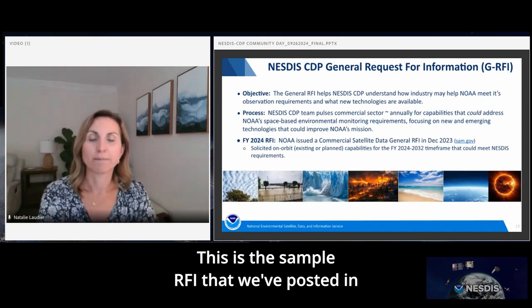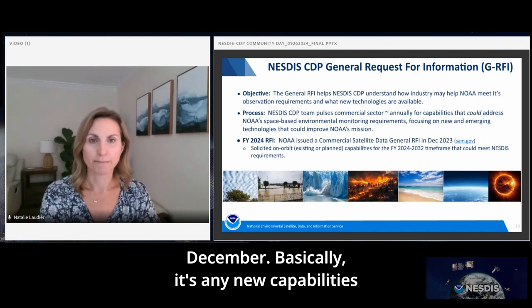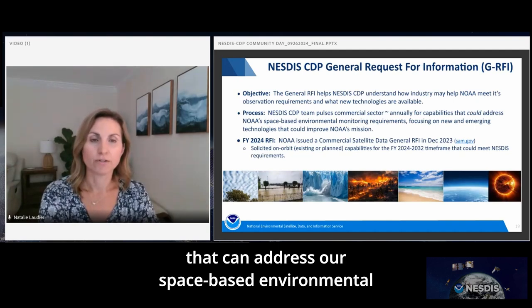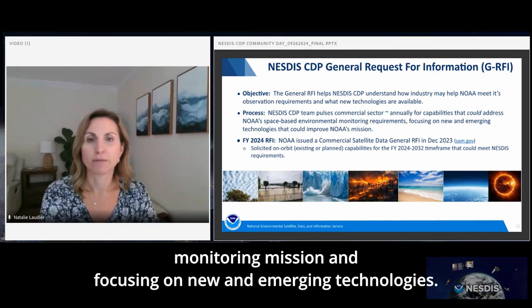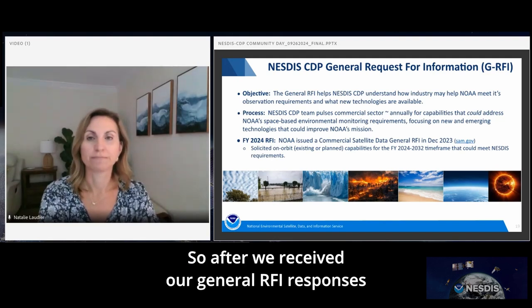This is the sample RFI that we posted in December, but basically it's any new capabilities that can address our space-based environmental monitoring mission and focusing on new and emerging technologies.